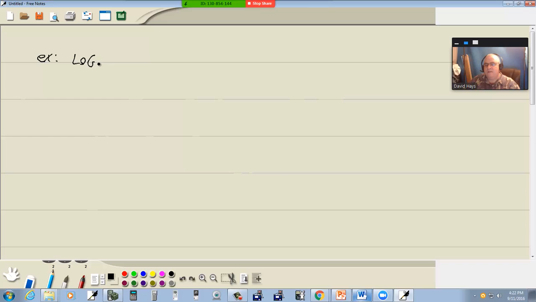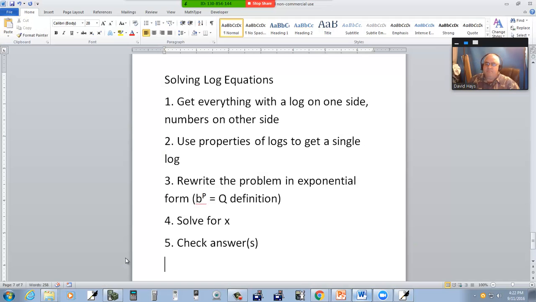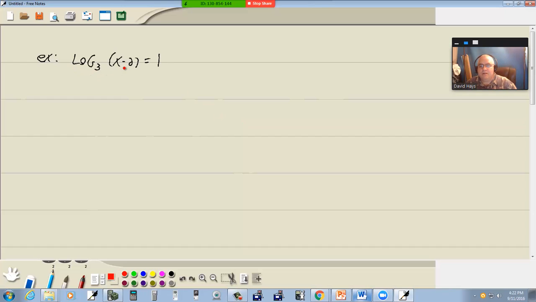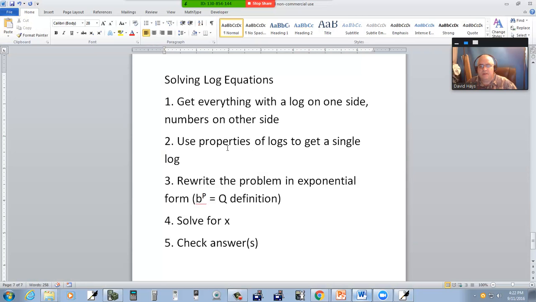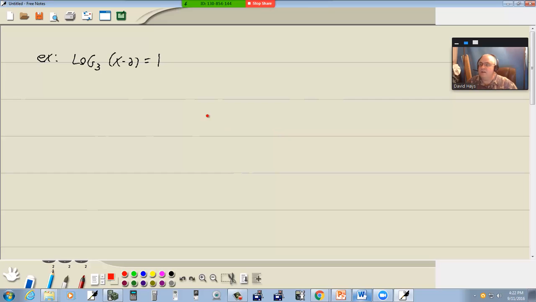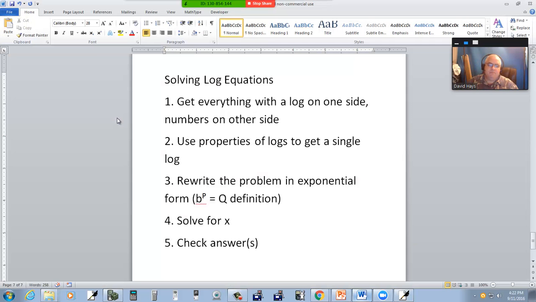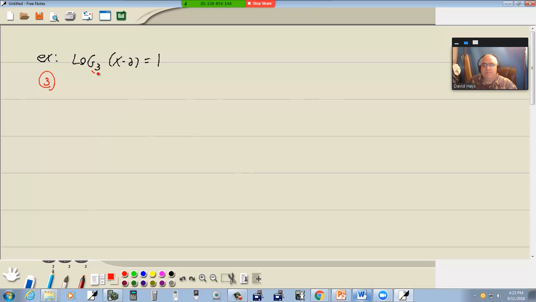So if I had log base 3 of x minus 2 is equal to 1. Step 1. Get everything with a log on one side, numbers on the other side. Well, that's done. Everything with the logs over here, numbers over here. Step 2. Use properties of logs to get a single log. When all is said and done, you should just have log of something on this side, which we have. Step 3. Rewrite the problem in exponential form. The b to the p is equal q definition. Remember, whatever number is smaller that's set down here is your b, and whatever's right here is your q, and whatever's right here is your p.